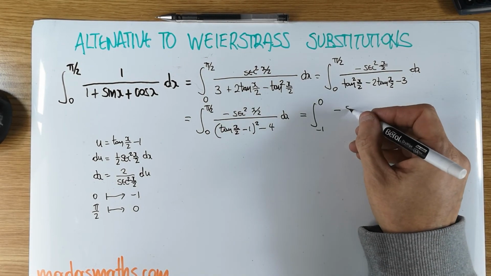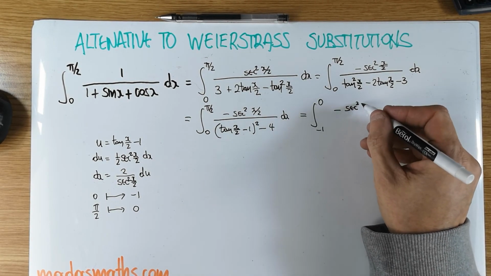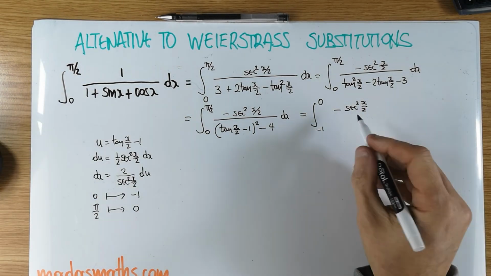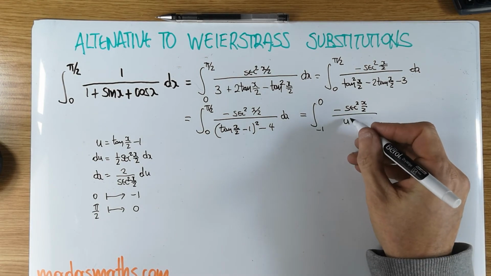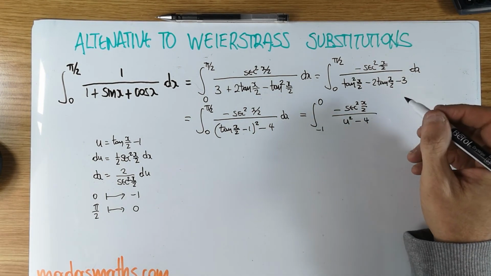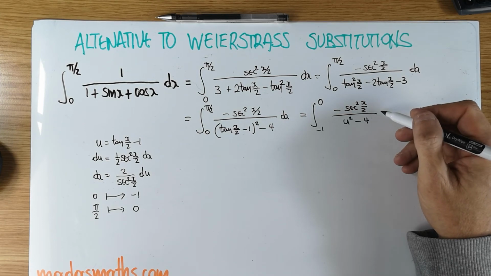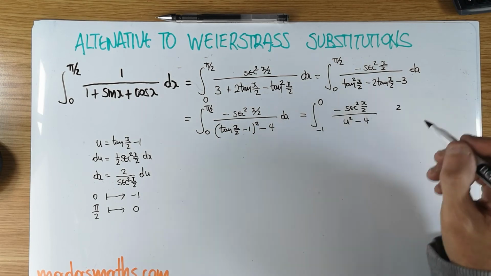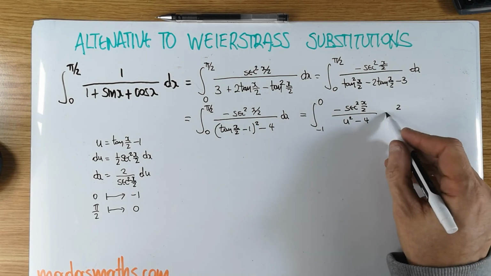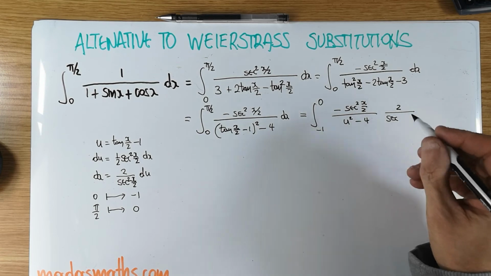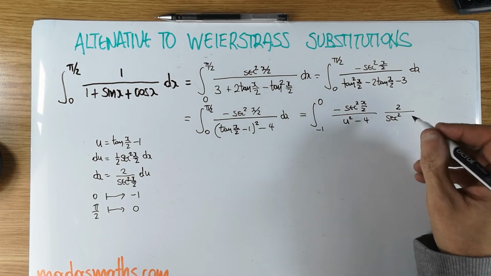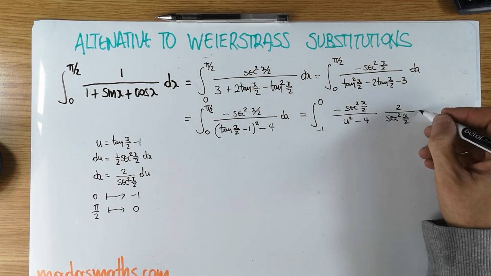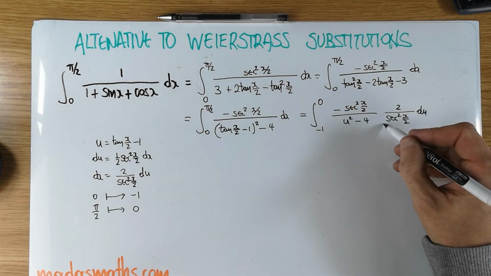This, of course, will cancel from the substitution, so let's leave him. Sec squared x over 2, and this is now a u squared minus 4, which I will factorize on the next line to break my partial fractions. And what we'll get there, the dx is 2 over a sec squared of x over 2 and du. All right, so the sec squareds will cancel.